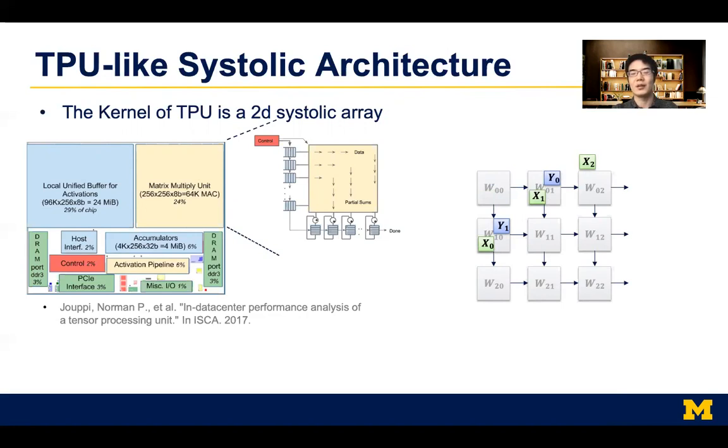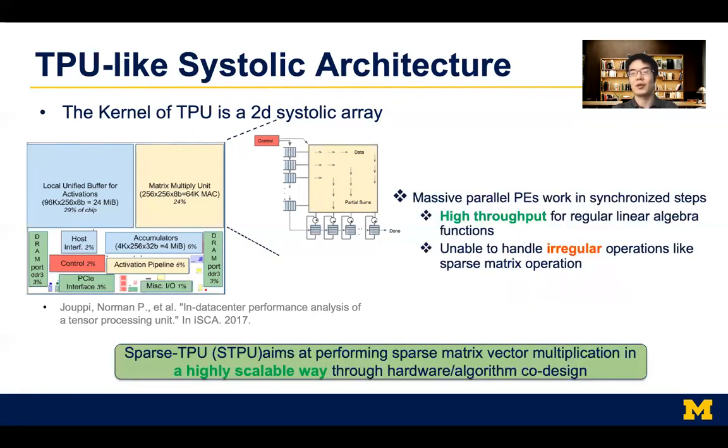In the meantime, X0 will be multiplied by W10 to generate Y1. This process keeps going and the output will finally be generated from the east edge of the systolic array. TPU can achieve high performance and throughput because those massive parallel PEs work in a synchronized step. Ideally, in each cycle, there will be one output generated.